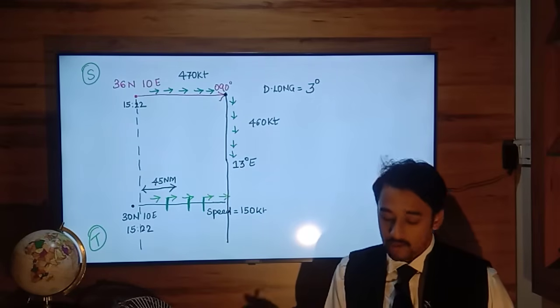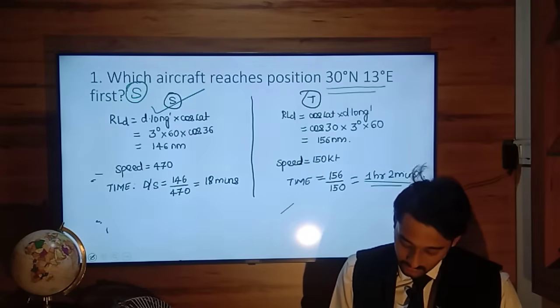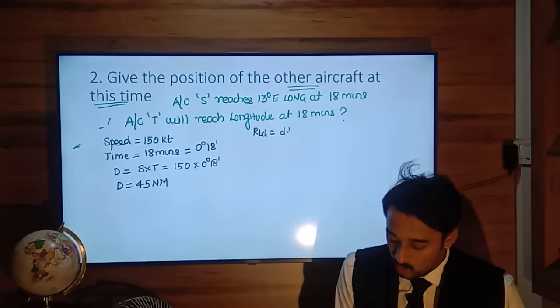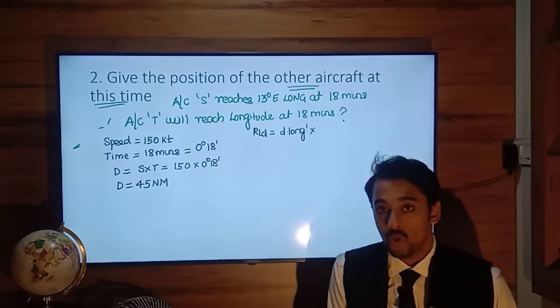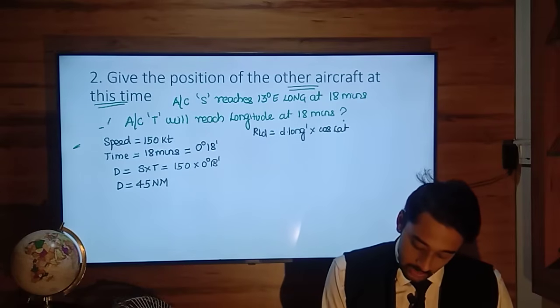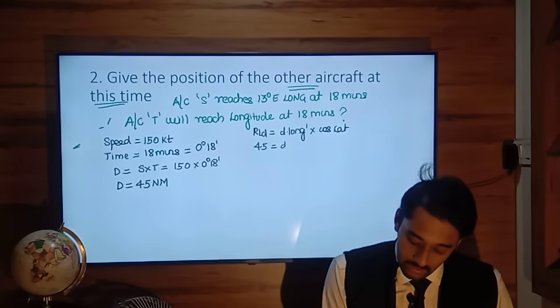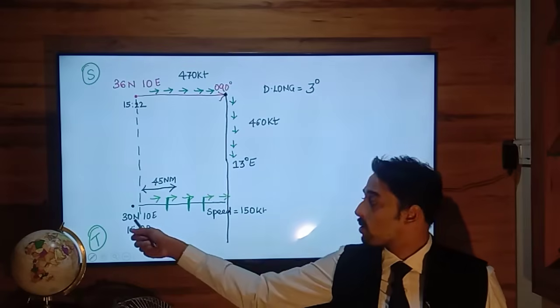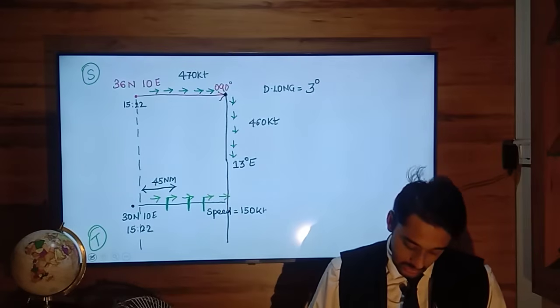Now let's use the rhumb line formula. Rhumb line distance is d long times cos of latitude. So 45 is equal to d long times cos of latitude. The latitude of Tango is 30 degrees north, so cos 30.